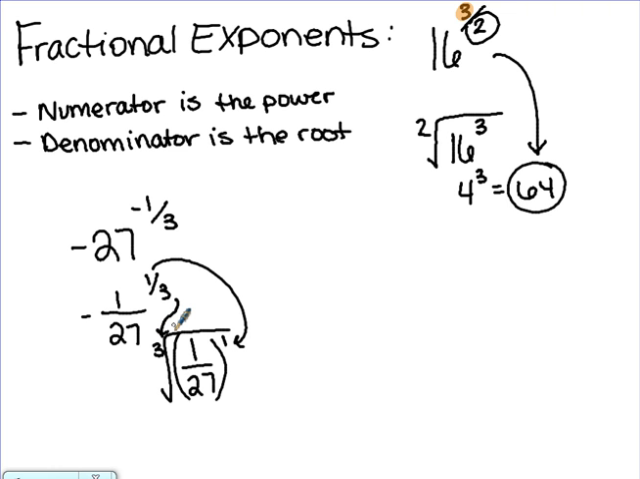And it's negative, so our answer is going to be negative. 1 to the 1st power is 1. The cube root of 1 is 1. 27 to the 1st power is 27. The cube root of 27 is 3. So we get negative 1/3.